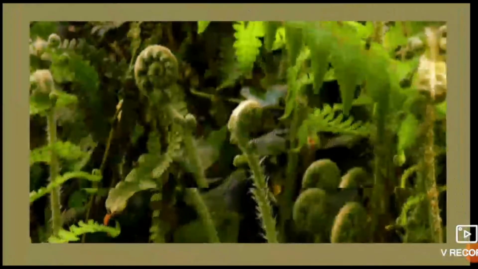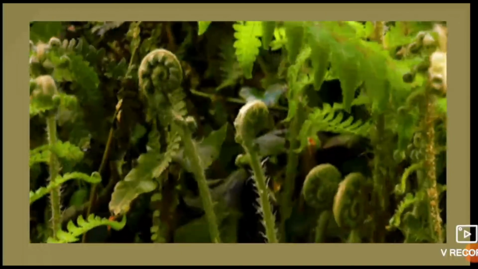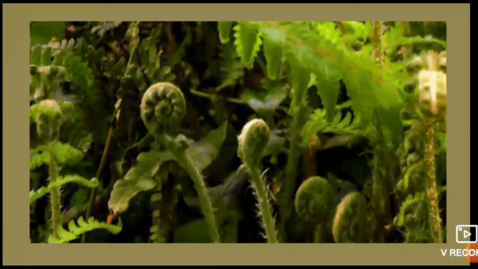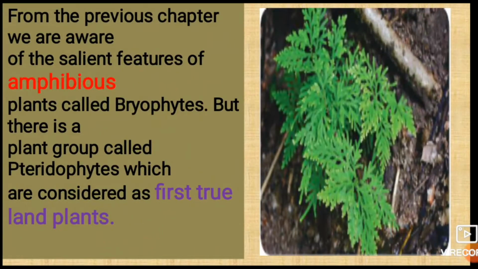What did you learn in the previous class? You learned one of the divisions of Bryophytes. In the previous session we discussed the salient features of amphibians, that is, plants called Bryophytes. Bryophytes are further classified into three main classes: Hepaticopsida, Anthocerotopsida, and Bryopsida. From the first and last main classes we discussed two important genera, Marchantia and Funaria.